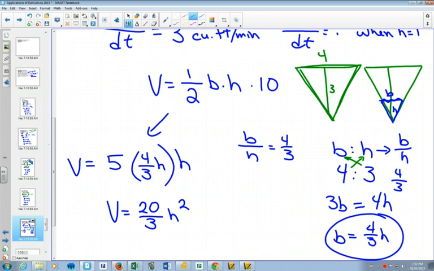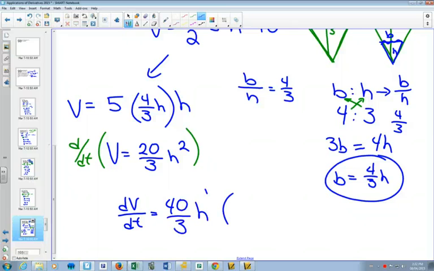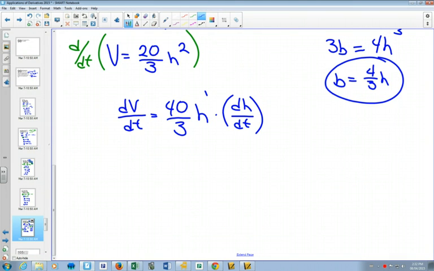Now I can take the derivative with respect to time of the whole thing. And we'll get dV/dt is equal to 40/3 h to the 1 times dh/dt. Implicit differentiation with the chain rule there. I'm going to erase my little one because it almost looks like h prime.